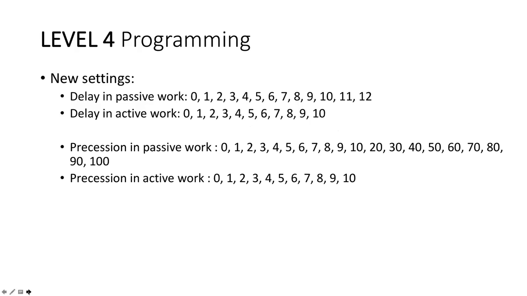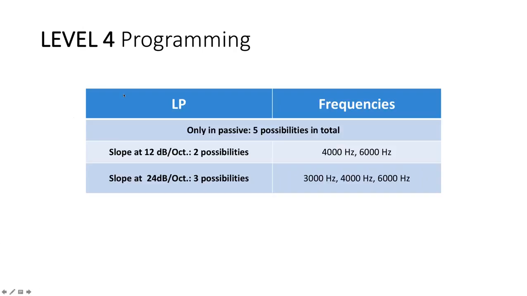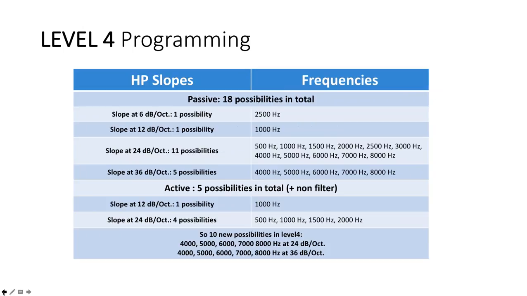Now let's see a little bit the possibilities of level 4 programming. Here we're going to have new settings because delay in passive work goes from 0 to 12, so we have all the capacities of delays, and in active work we can go from 0 to 10. Then the precession in passive work goes from 0 to 100, and in active work from 0 to 10. So we accelerate the delays and precession. We have different possibilities in the low pass and the high pass.